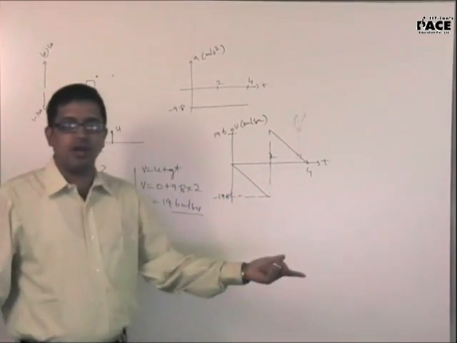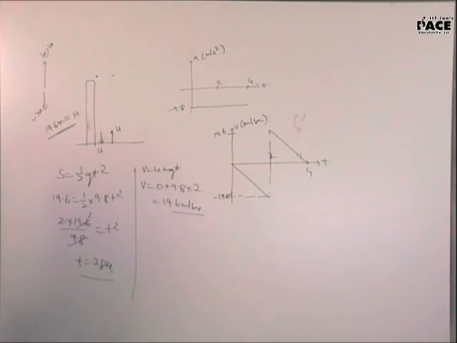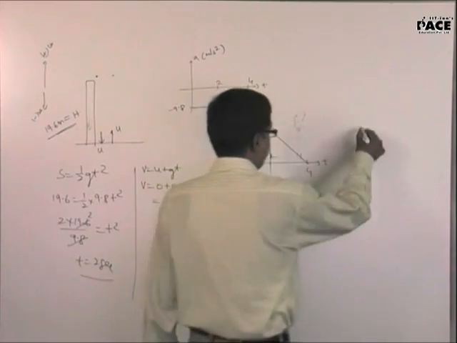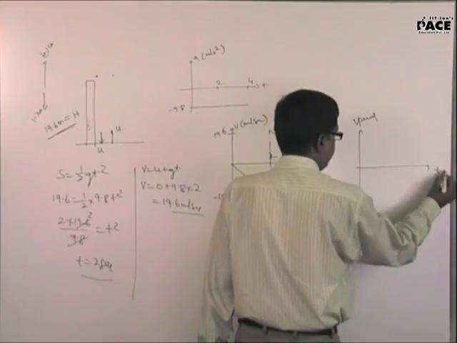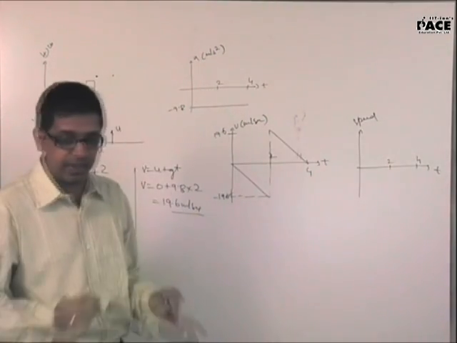And at 4 seconds the velocity should become 0 when it reaches the highest point. See the graph very carefully, and you will be drawing the speed time graph. Speed time graph for 2 seconds and 4 seconds. First do it, then we will go to displacement time graph.